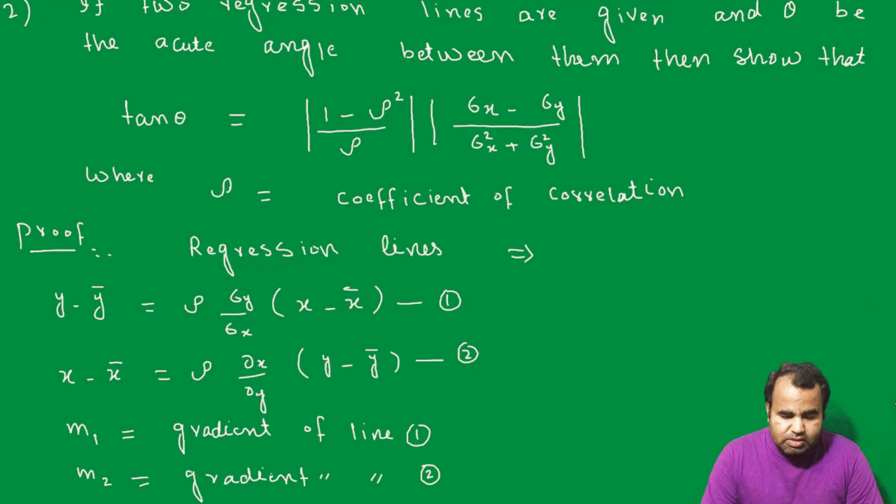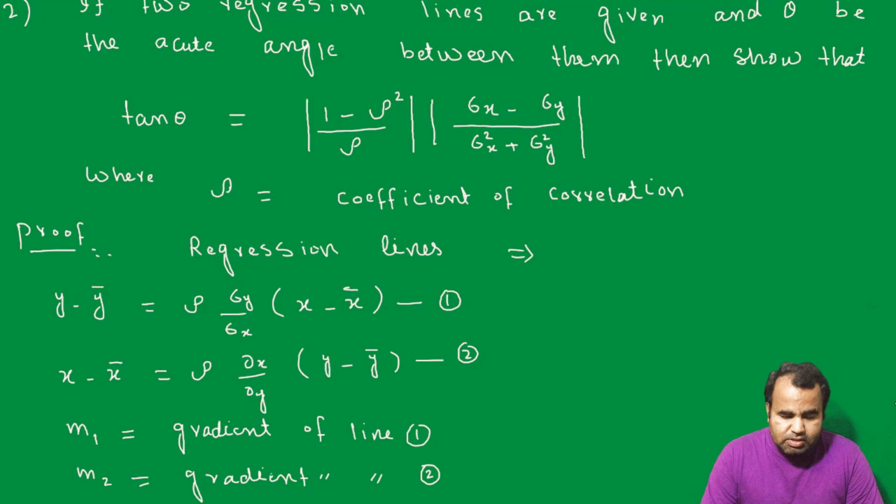The third property is that the coefficient of correlation is the geometric mean of the regression coefficients. So bxy is equal to rho sigma x divided by sigma y, and byx is equal to rho sigma y over sigma x, where the geometric mean is always written as the square root of AB.